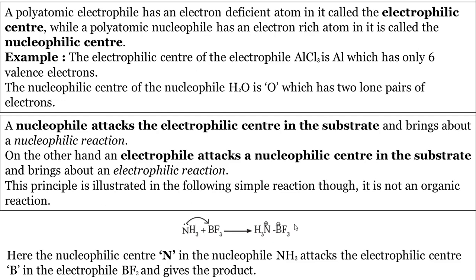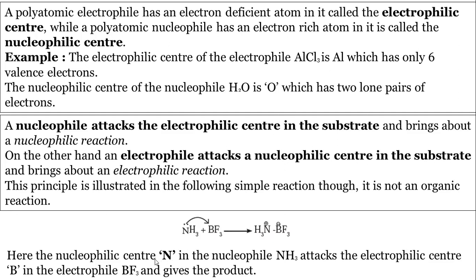So the principle is explained in this example below. We can see, this NH3 acts as a nucleophile. This nitrogen, which is having the lone pair of electrons, is donated to this BF3. In case of BF3, this boron is electron deficient. BF3 acts as electrophile and this NH3 acts as a nucleophile.